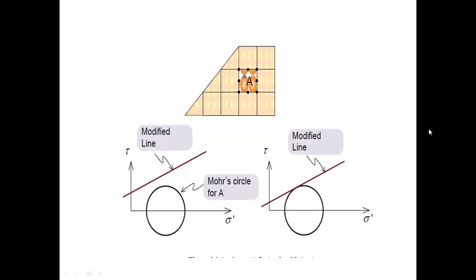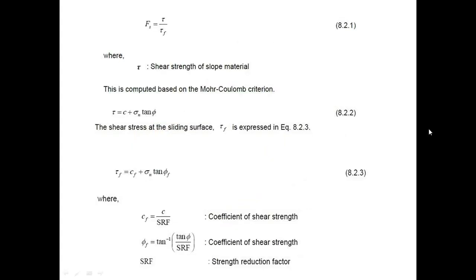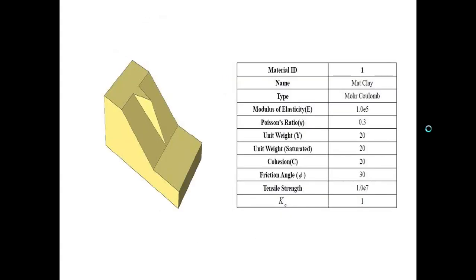So what does the program do? Let us take an element, say element A, with the initial stress condition as shown on the left of your screen. The program goes on reducing the C and phi values till the failure condition is reached as per the Mohr-Coulomb criteria. And then the factor of safety is calculated as FS equal to tau upon tau F, where tau is the shear strength of the slope material and tau F is the shear stress of the sliding surface.